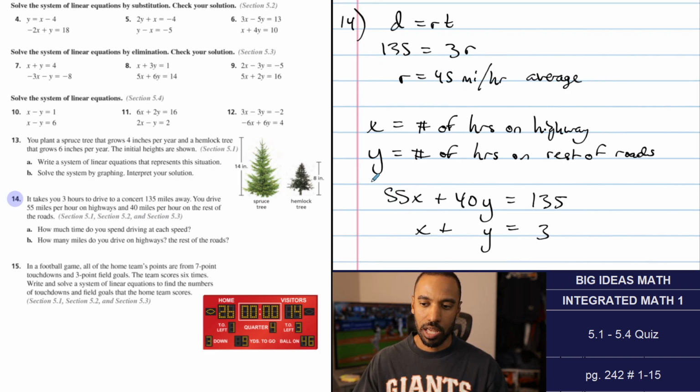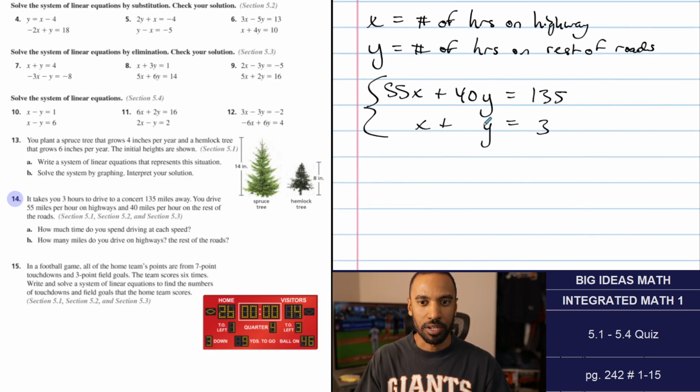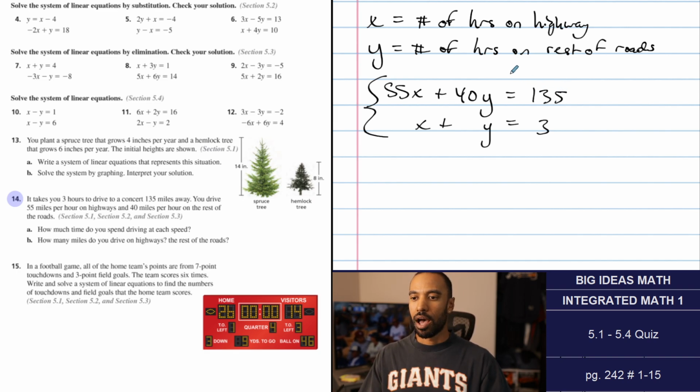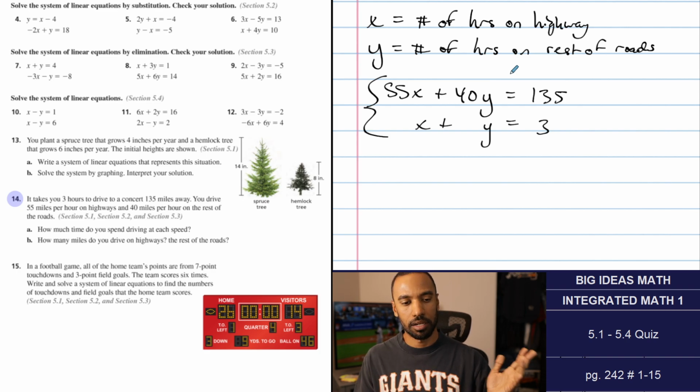This is the awesome part about this being genuine: I got to think about the problems as they are. I was writing down information that wasn't really relevant. This is relevant to what we need here. So time added together, distance added together, okay? From here we can solve using any method.